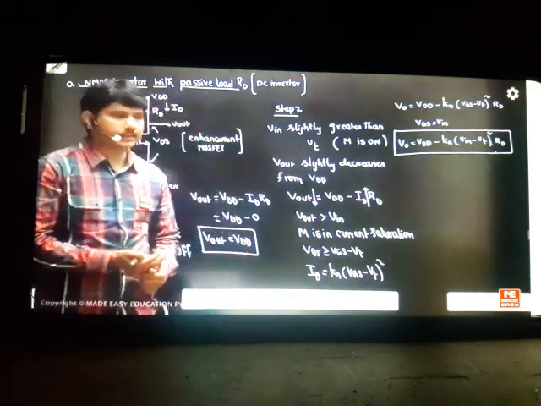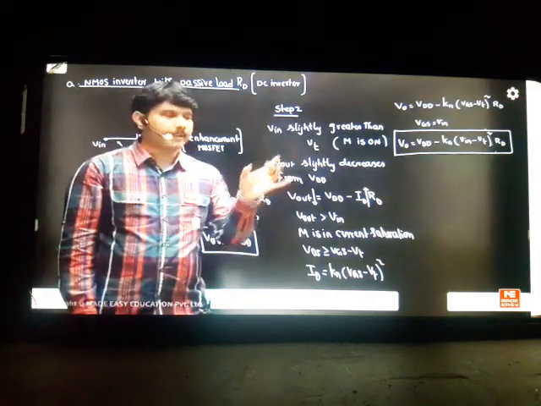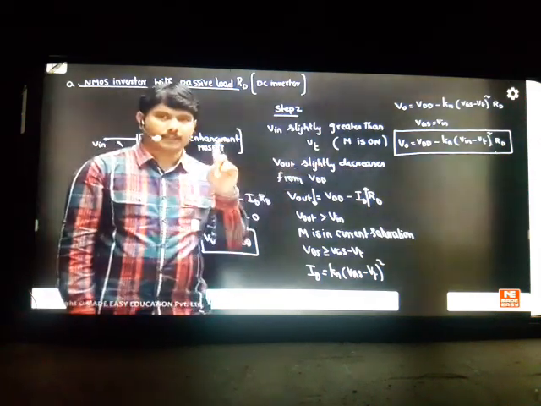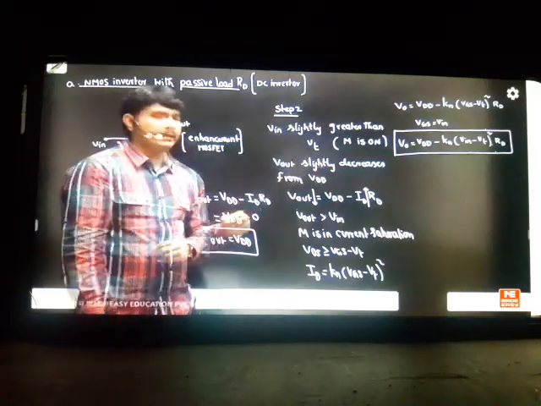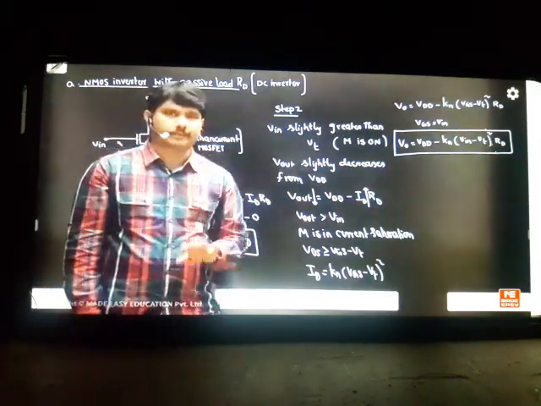Use some common sense. I said that VIN is slightly greater than VT. Suppose VT is 0.5. My input is slightly greater, suppose 1 volt you can take. 1 volt input. V out is slightly decreasing from VDD. Slightly, I'm not saying that it is decreasing to 0. If VDD is suppose 10 volts, slightly decreasing means suppose 9 volts. This is 9 volts, this is 1 volt.